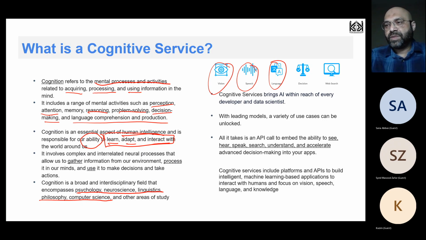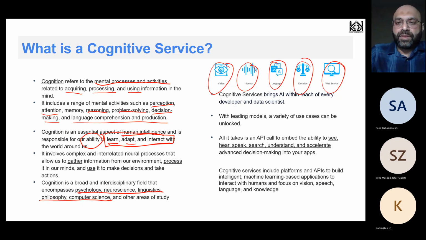Same goes with speech, speech recognition, like what I'm speaking, translating that into text, or text into speech, or translating that speech, say, English to some other language, or some other language to English, or vice versa. Then helping with web search or decision making aspects as well. So cognitive services bring AI within the reach of every developer and data scientist.